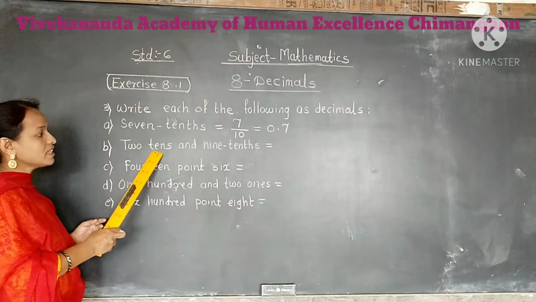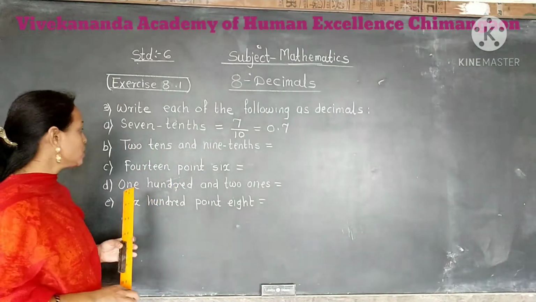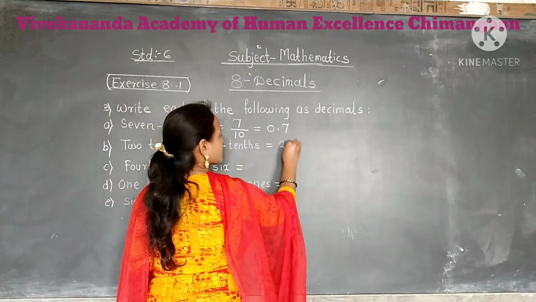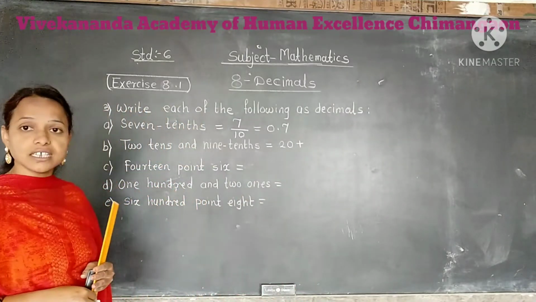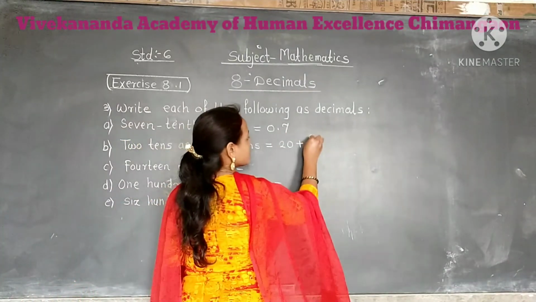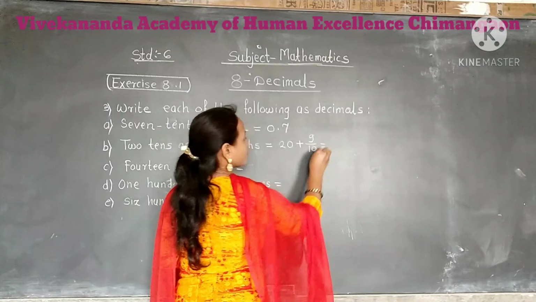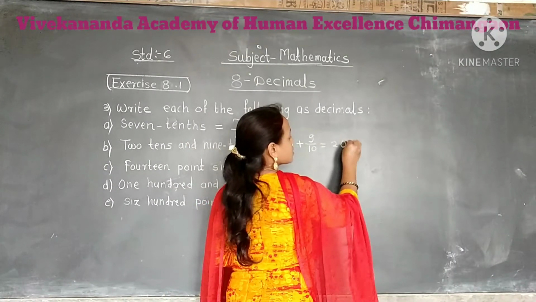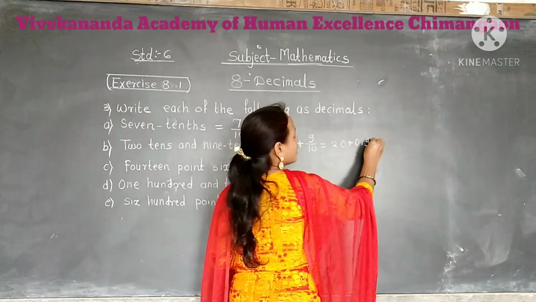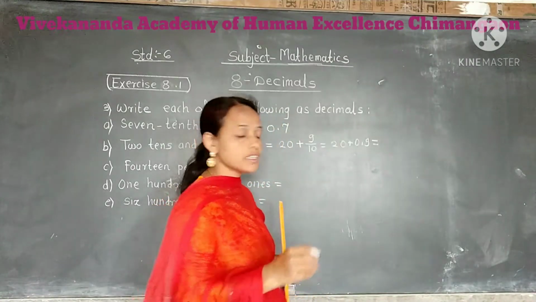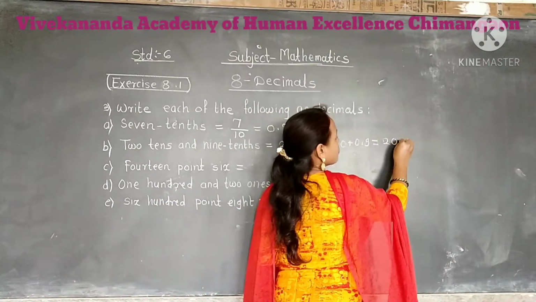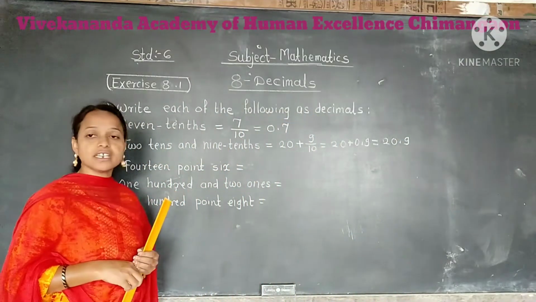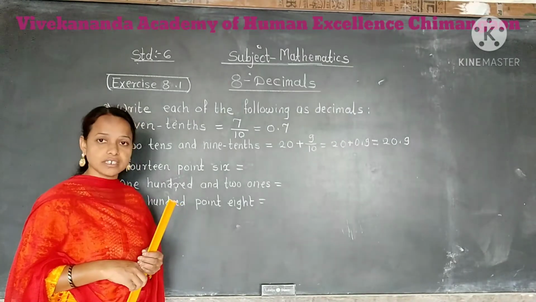Second, 2 tens and 9 tenths. 2 tens means 20, plus 9 tenths, which we write as 9/10. We have to write it in decimal. So 20 plus 0.9, we get the decimal 20.9. So 2 tens and 9 tenths, we write in decimal as 20.9.